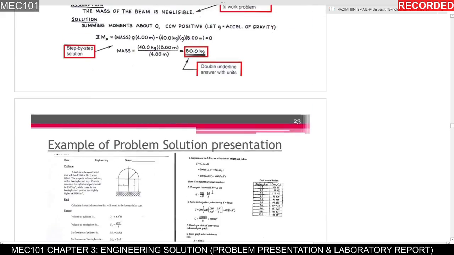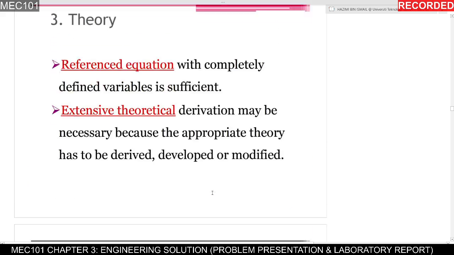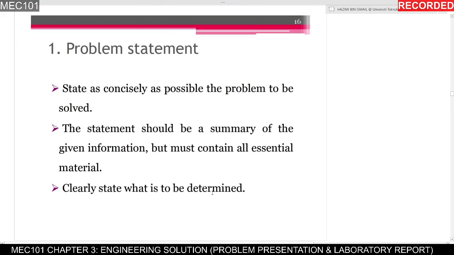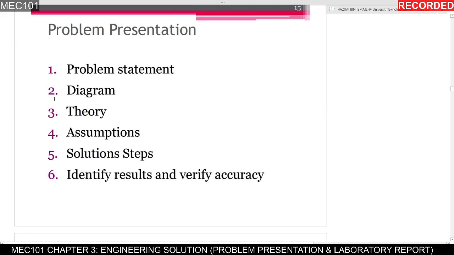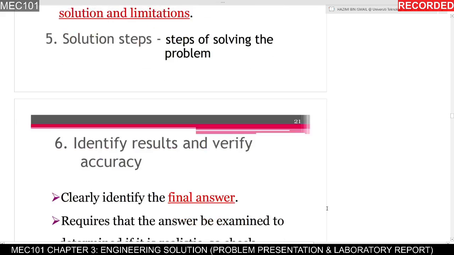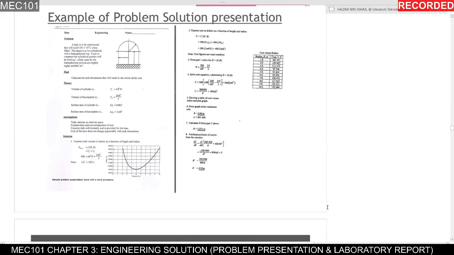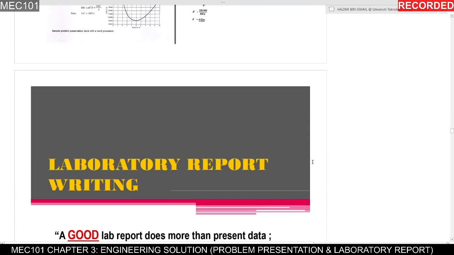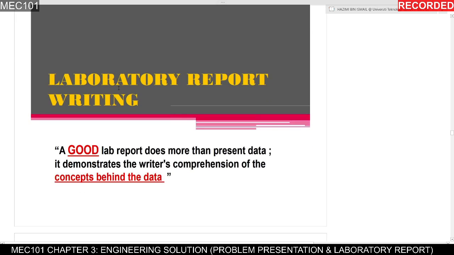Okay, so that's all for the problem presentation. Let's go back to our first slide here. So there are 6 steps. First, you have to put the problem statement, diagram, theory, assumptions, your solutions, calculations, and finally you have to identify the results and verify the accuracy. Okay, that's all for the problem presentation. Now we go to the laboratory report writing.